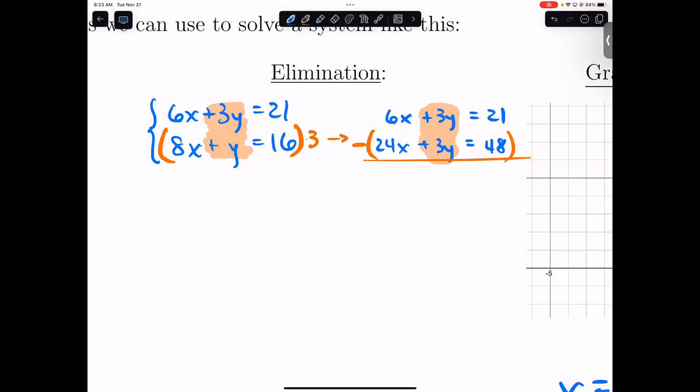6x minus 24x is negative 18x. 3y minus 3y is nothing. And 21 minus 48 is negative 27. Oh, hey, that's only got an x in it, right? Now we're down to one unknown. I know how to solve that. Divide by negative 18, I get x is 1.5.